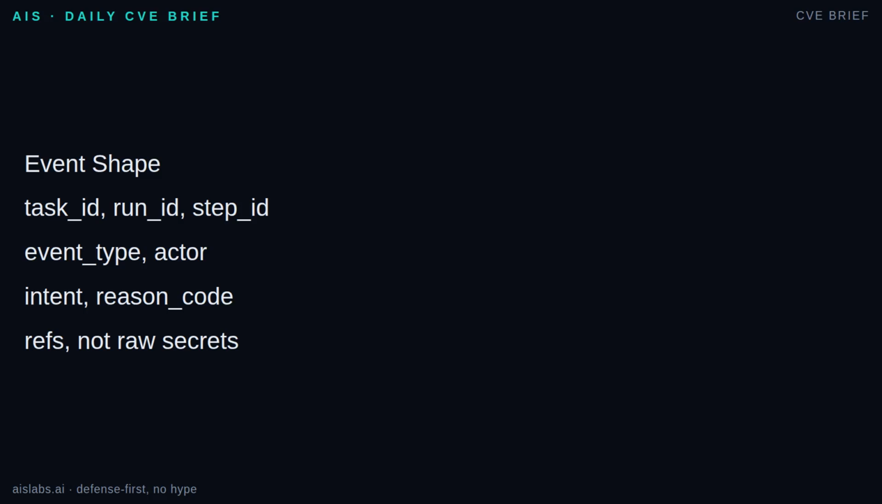For verification, record the check, pass or fail, evidence reference, and next route. Store references to large payloads, redact secrets at the boundary. Emit the event before advancing state, so the diary survives crashes.